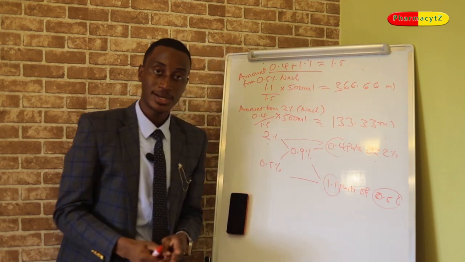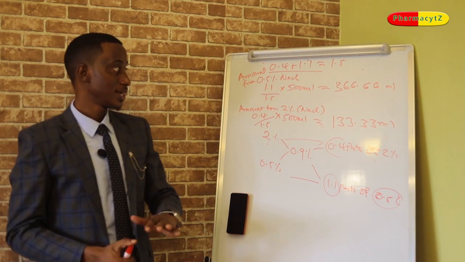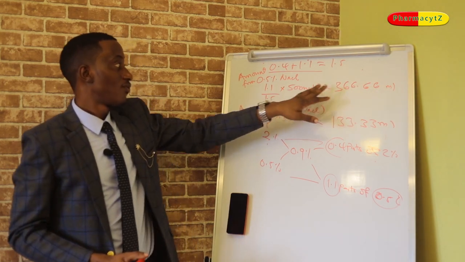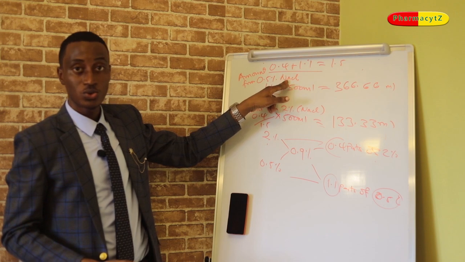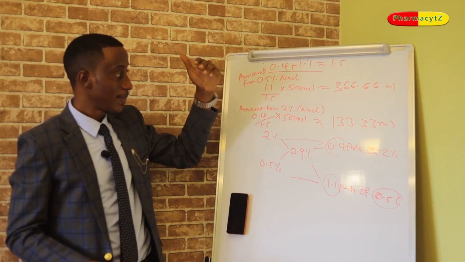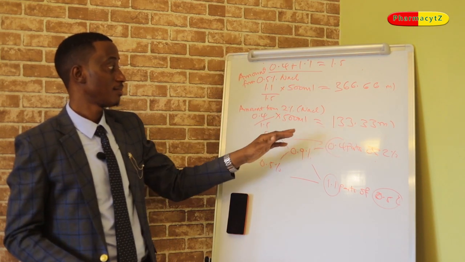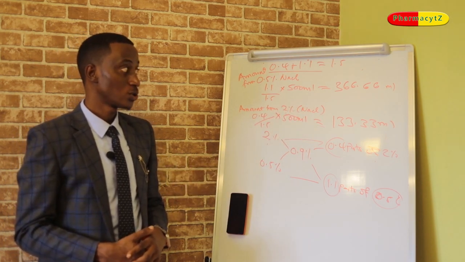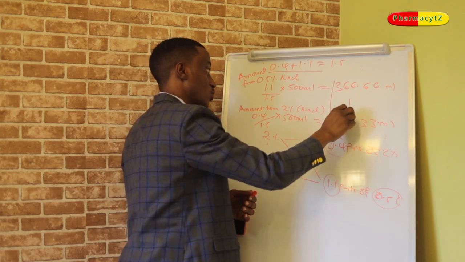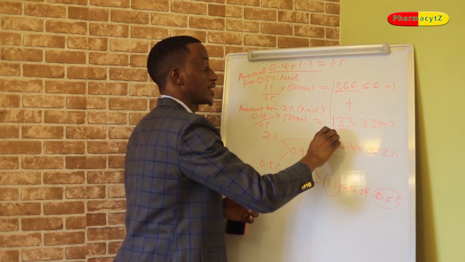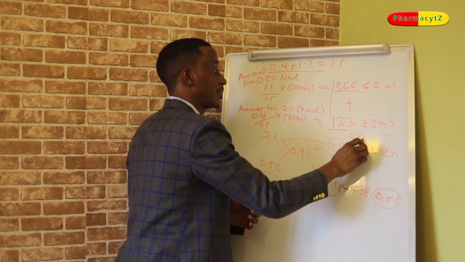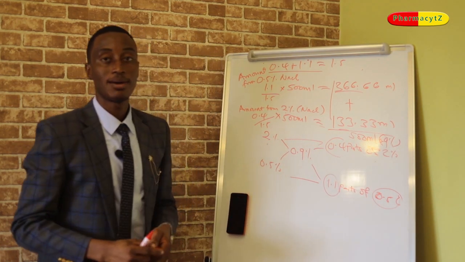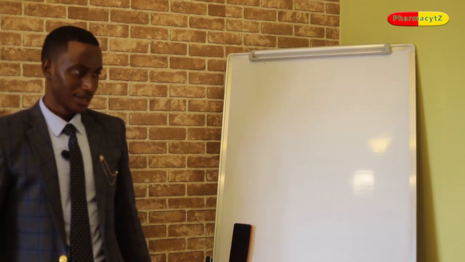So practically this means that you are going to measure 366.6 mils from a 0.5% solution of sodium chloride and mix it with 133.33 mils of a 2% sodium chloride solution. So after mixing the two, automatically you will get 500 mils with a 0.9% sodium chloride. Okay.